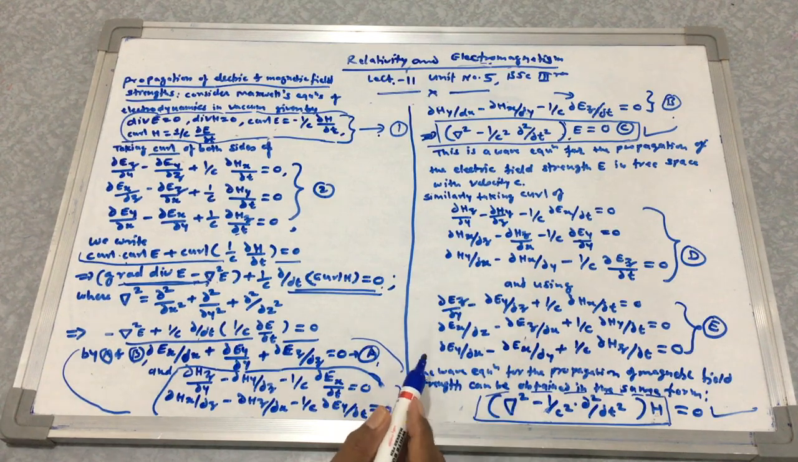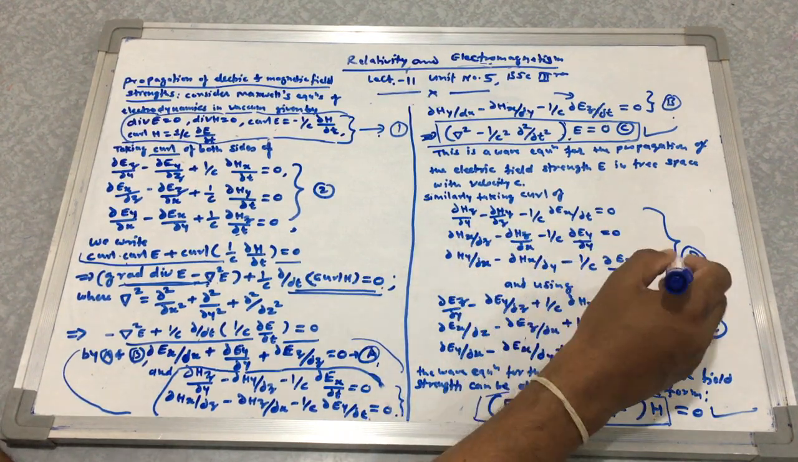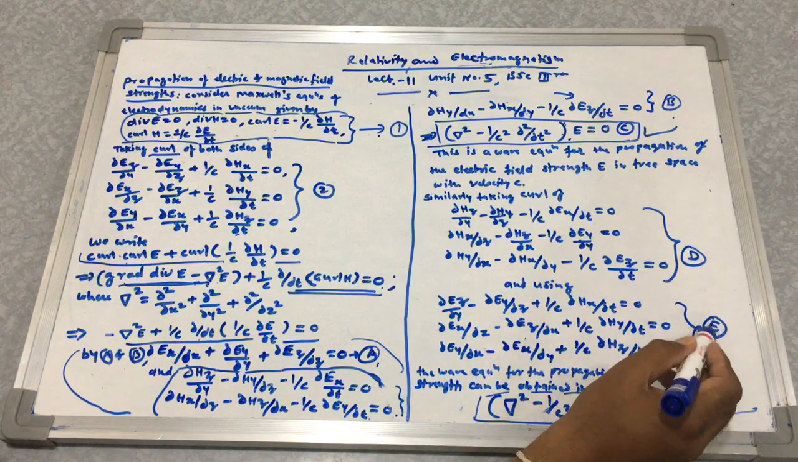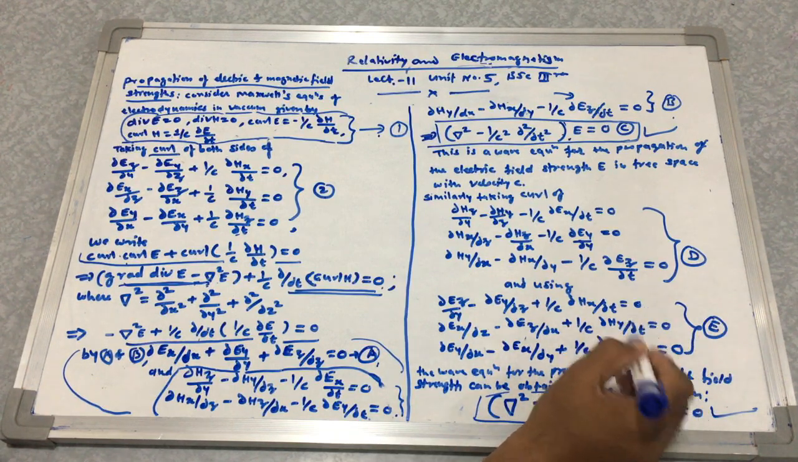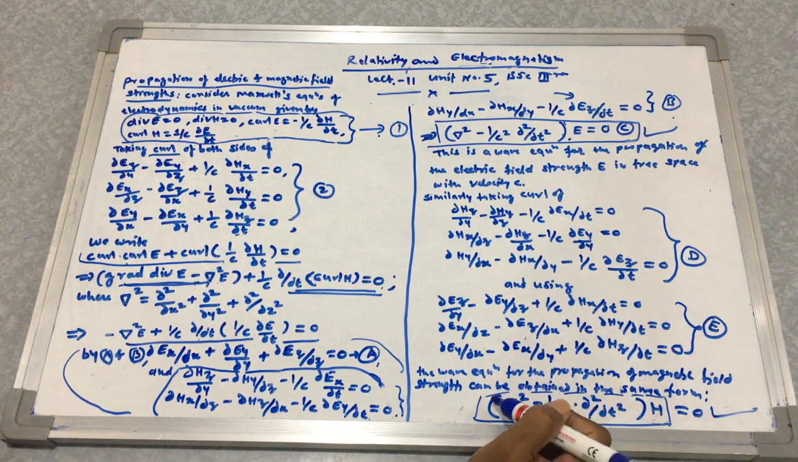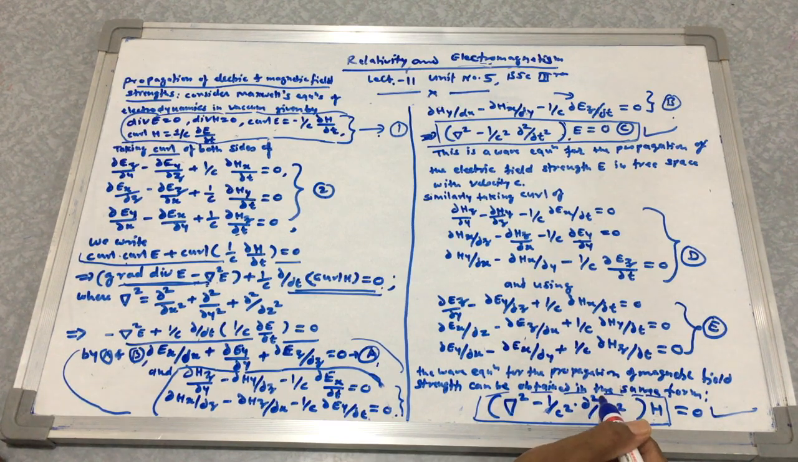So similarly we have these three equations, that is D, and equation E contains three equations. Alright, the wave equation for the propagation of magnetic field strength can be obtained in the same form, that is del square minus 1 upon c square into del square upon del t square, close bracket, into H is equal to 0. This is the magnetic field.